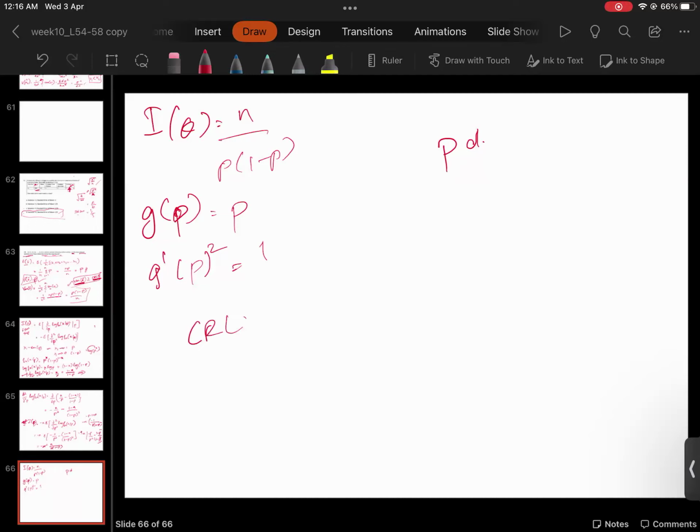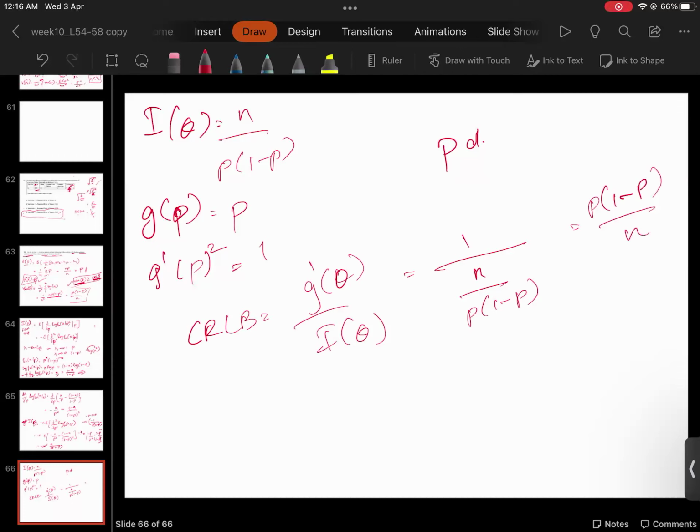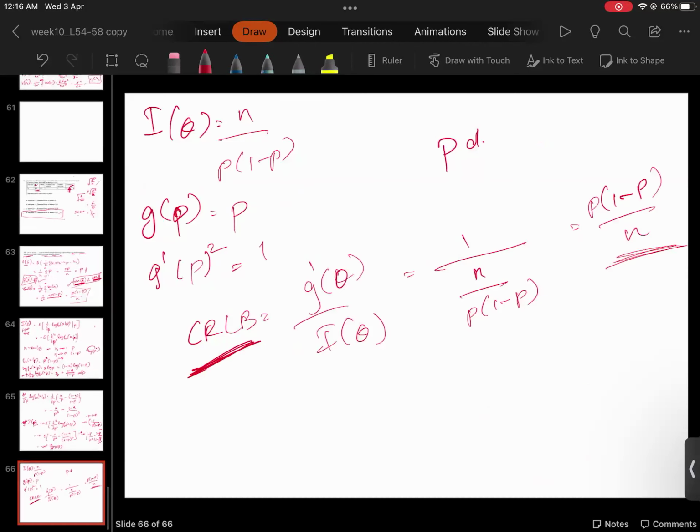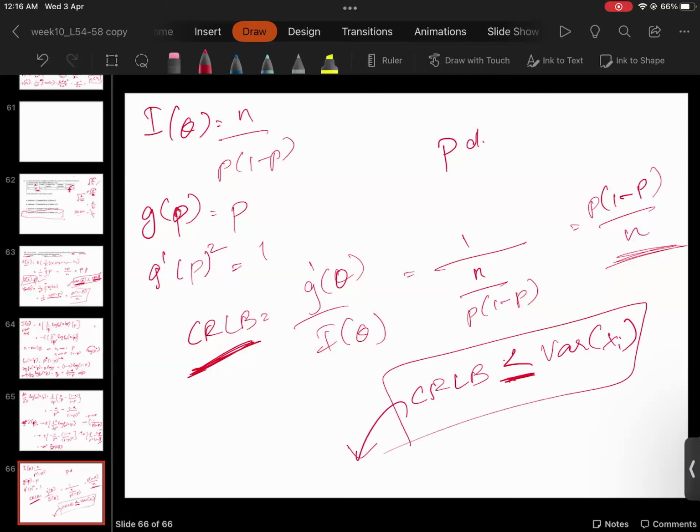So now CRLB formula is equal to g prime theta square divided by information of theta. So now this is equal to 1 divided by n by p into 1 minus p. So this will be equal to p into 1 minus p divided by n. So now you can see that CRLB is equal to this. And if you remember, the variance was also equal to this value. So CRLB has to be lesser than or equal to your variance of x. But here it is equal to. So it is satisfied. So here the Cramér-Rao lower bound is achieved.